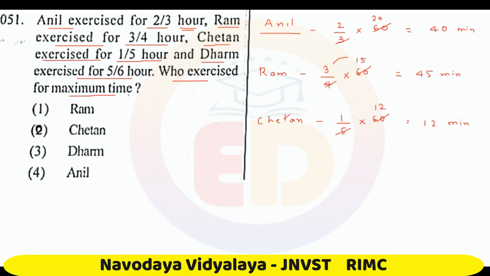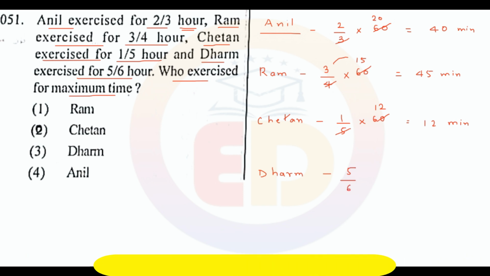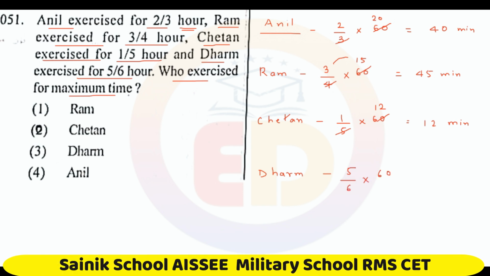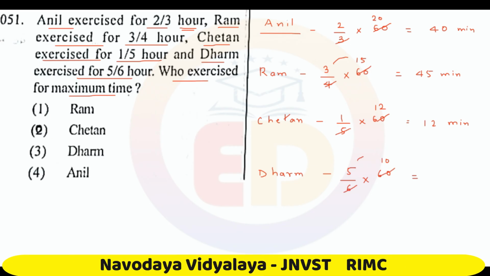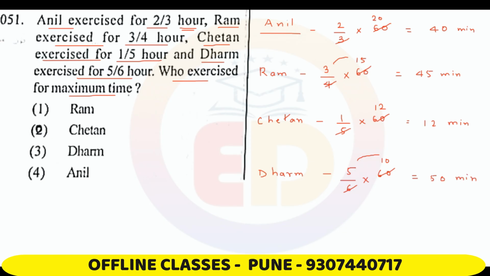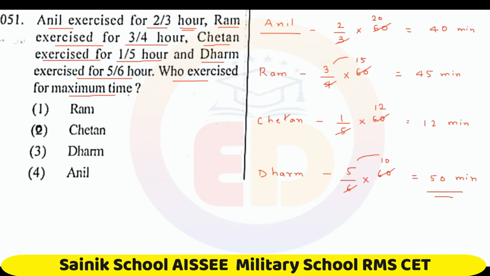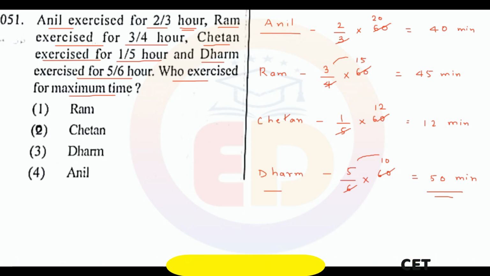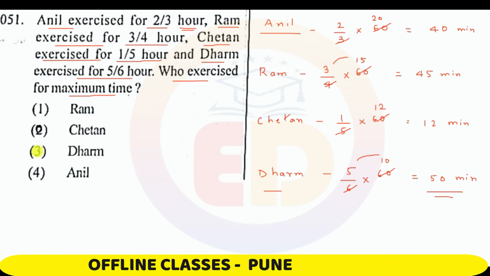And at last, Dharam exercised for 5 by 6 hour. To convert hour to minute, multiply by 60. Divide 6 and 60. It is 10. 5 into 10. Answer is 50 minutes. So we can see that it is Dharam who exercised for the maximum time, for maximum 50 minutes. Answer is option 3.